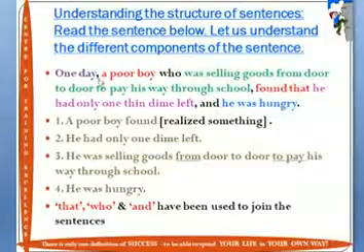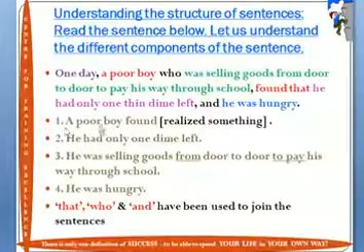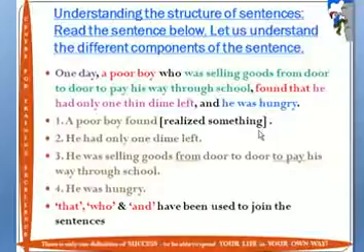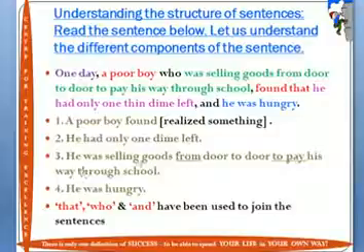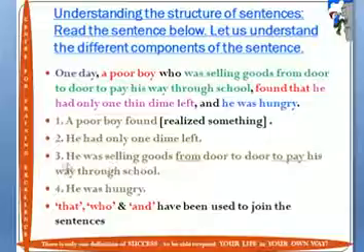This sentence is made up of 4 shorter sentences. Let's read the shorter sentences. A poor boy found. Here found means realize something. He had only 1 dime left. He was selling goods from door to door, your prepositional phrase. To pay his way through school is your infinitive phrase. So your main sentence is he was selling goods. He was hungry.